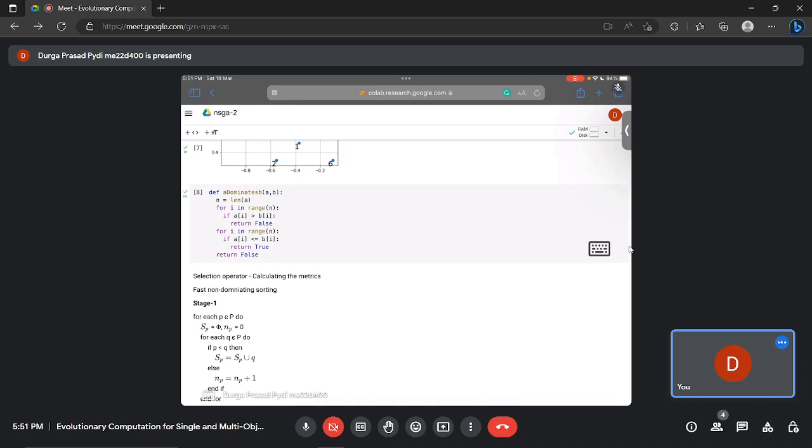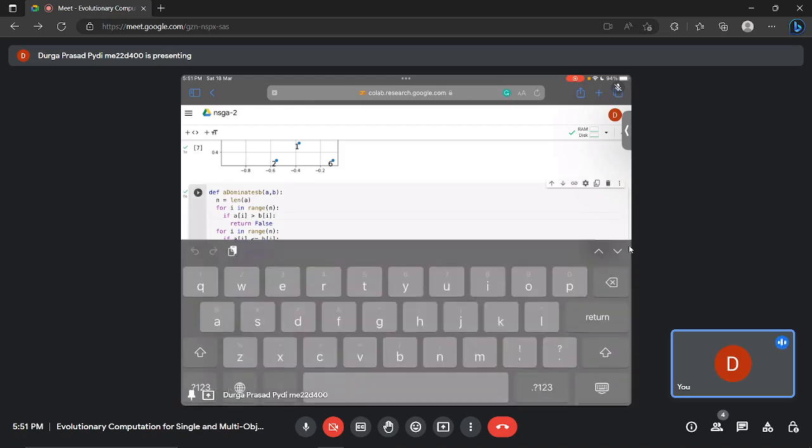Here, like in the original case, we said a of i should be less than b of i for at least one of the individuals. I am putting that in a reverse way, saying if at least one of the cases has a greater than b, then a is not actually dominating b in the case of a minimization problem. So that is the condition I have kept in this particular line.